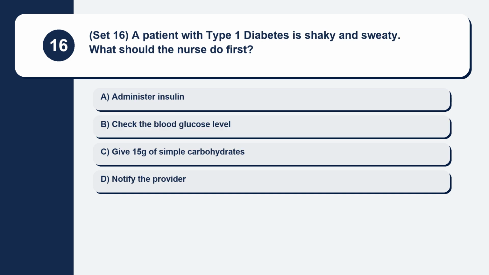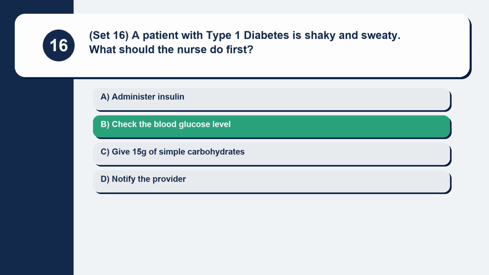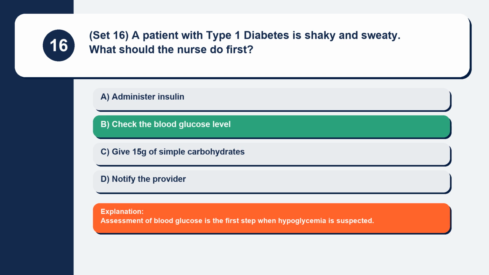Question 16. Set 16. A patient with type 1 diabetes is shaky and sweaty. What should the nurse do first? Administer insulin. Check the blood glucose level. Give 15 g of simple carbohydrates. Notify the provider. Assessment of blood glucose is the first step when hypoglycemia is suspected.